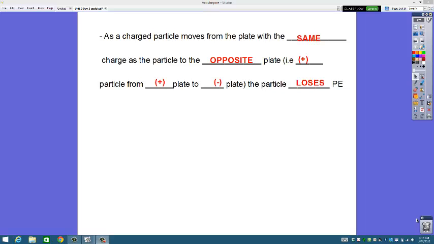The same thing would be true if you were looking at a negative particle trying to go from the negative side of a plate to a positive side. So with electric potential energy, we're always looking at the fact that you're going to lose potential energy as you travel from the same side of the plate that you're charged with to the side of the plate that you're attracted to. We're never going to look at a positive trying to go towards a positive side of the plate or a negative trying to go to the negative side of the plate.